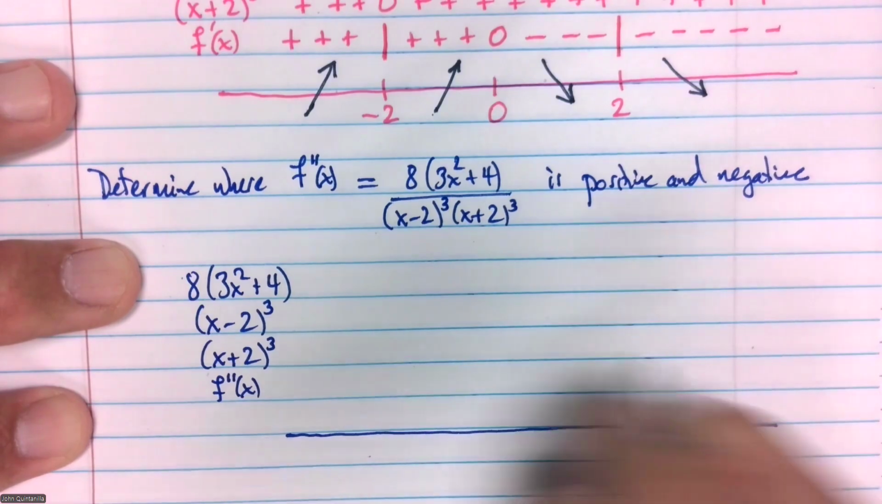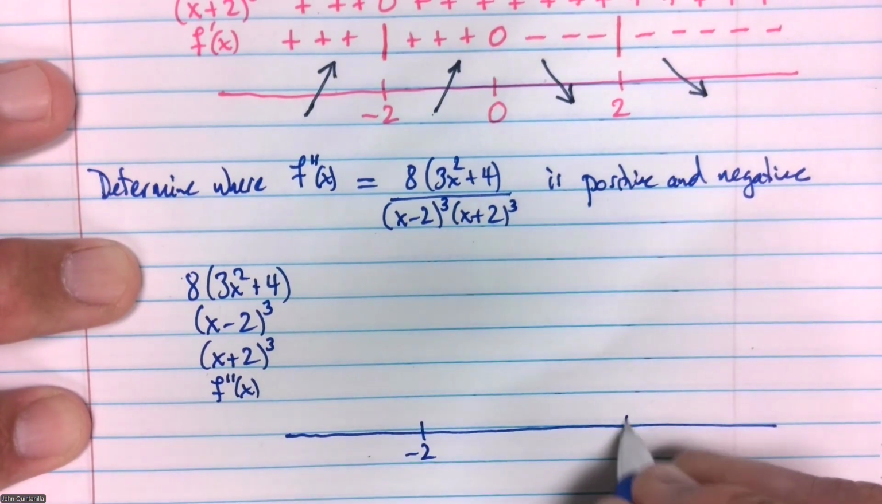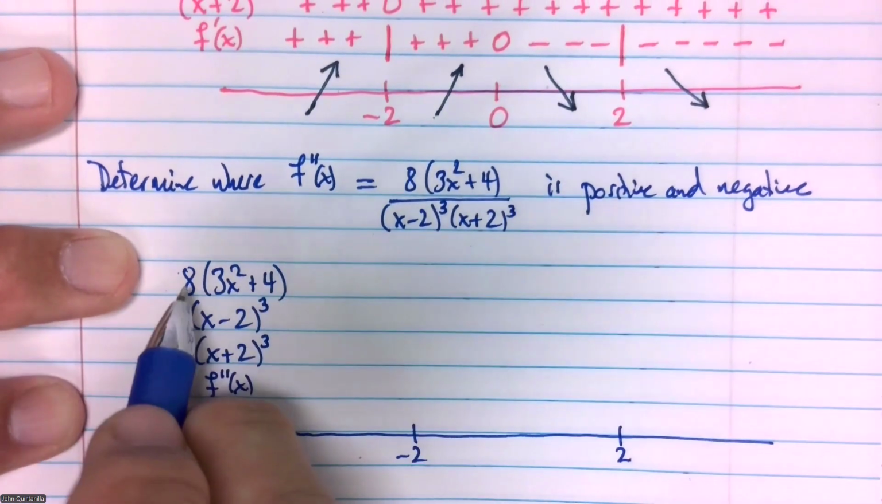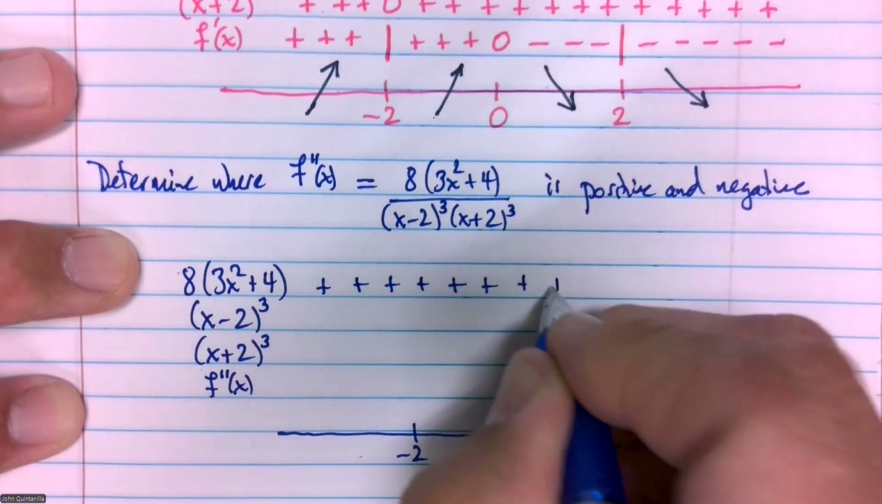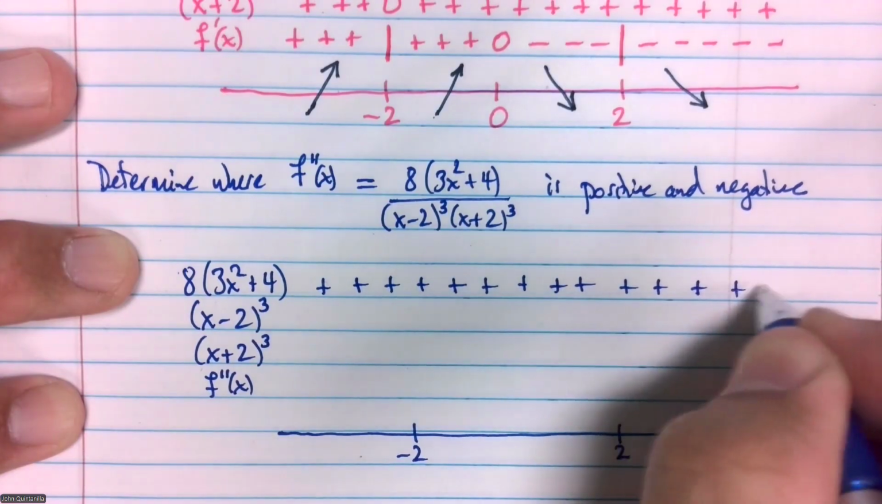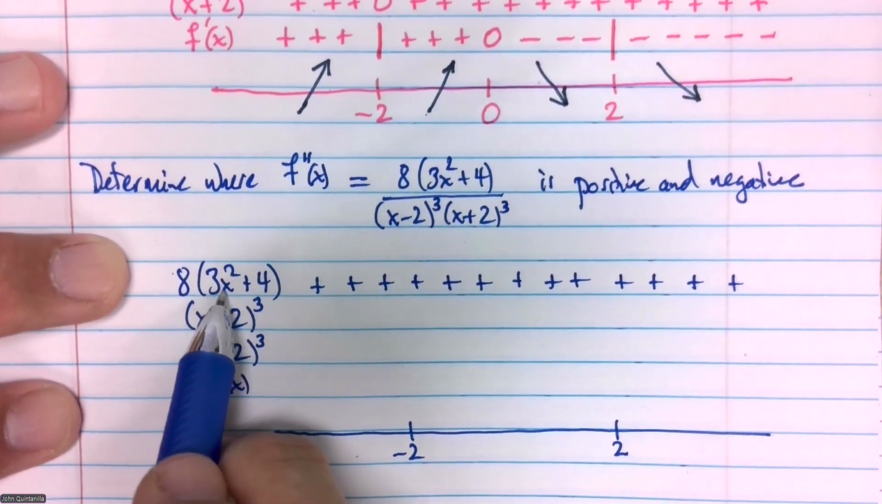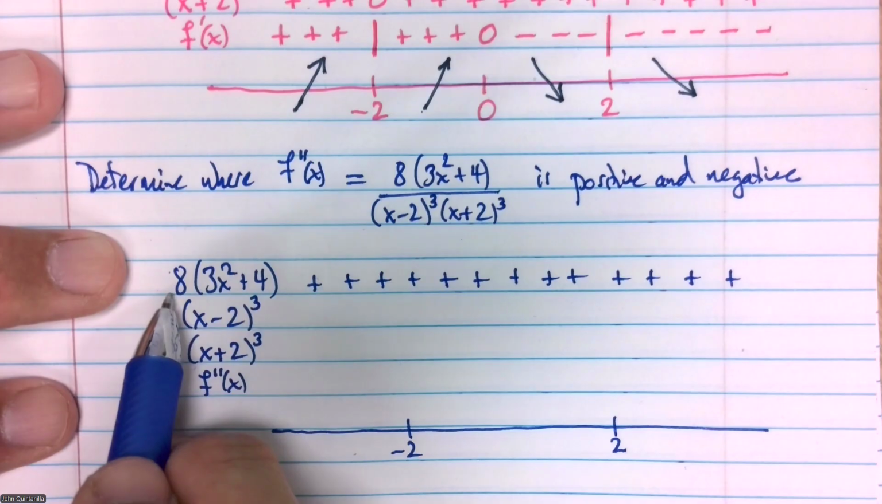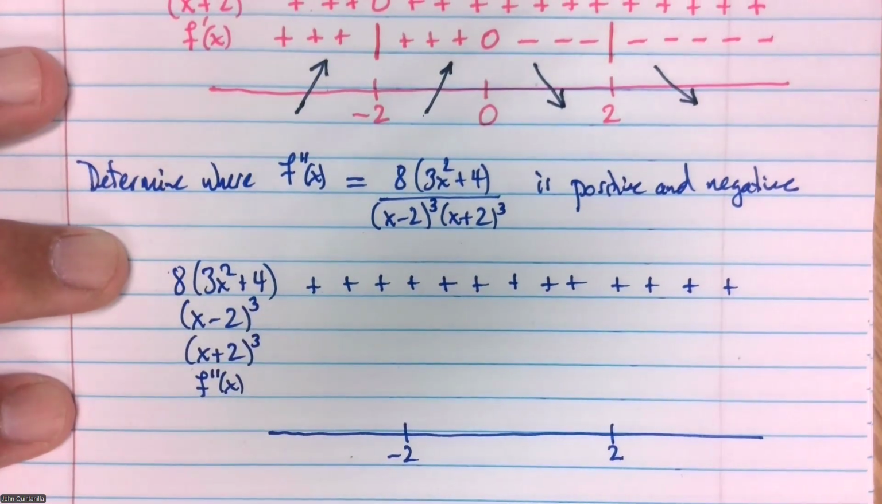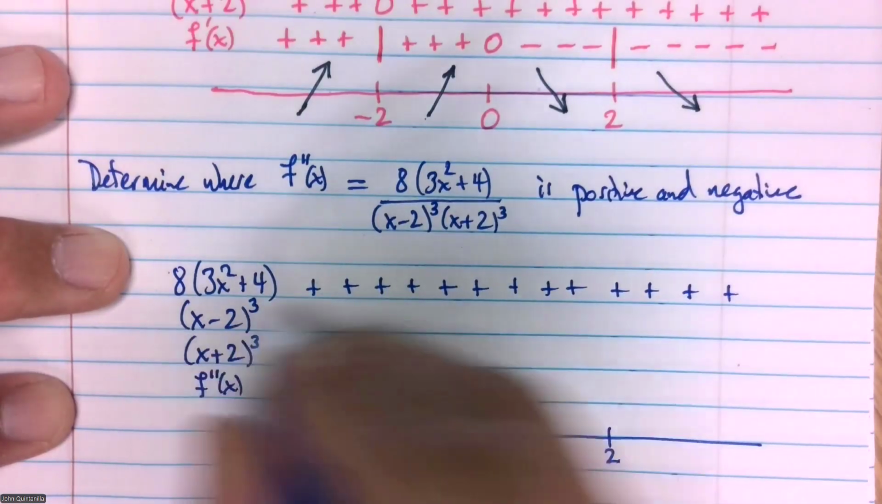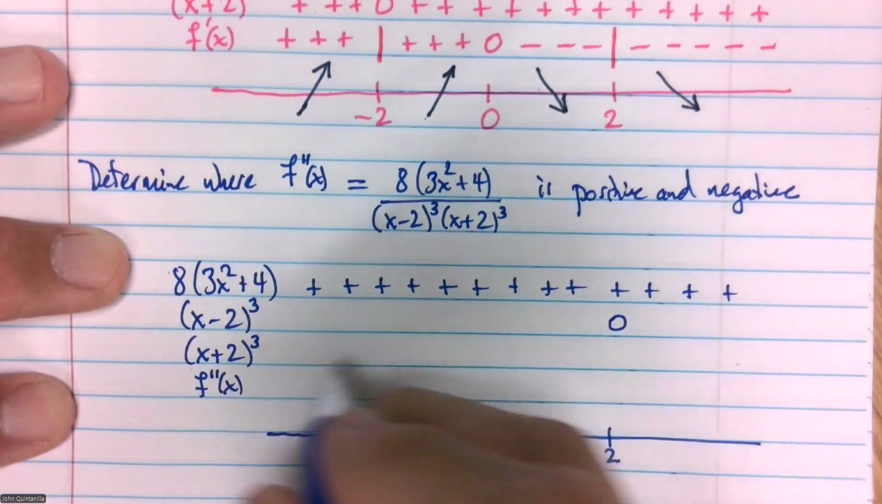And the points of interest this time are only negative 2 and 2, because this top line is guaranteed always positive. 3x squared is always positive. Add 4, positive. Multiplied by 8, positive. There's nowhere that this top line is equal to 0. All right, x minus 2 cubed is equal to 0 at 2.